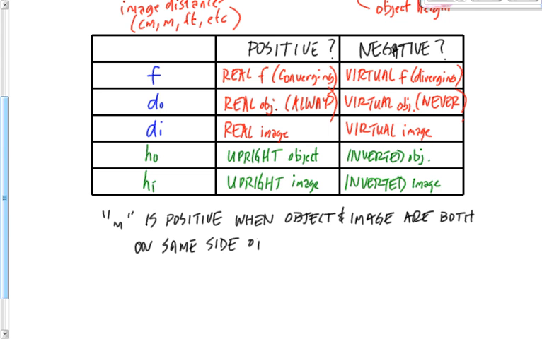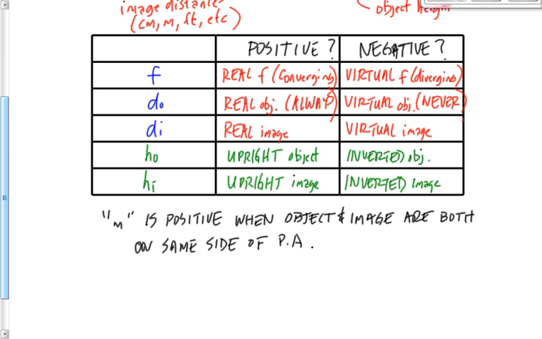What does that mean? Well, if the object is right side up and the image is right side up, they're both on the same side of the principal axis and M will be positive. If the object is upside down and the image is upside down, HO and HI are both negative, but M will be positive. So if they're both right side up or both upside down, M will be positive, because they're on the same side of the principal axis.